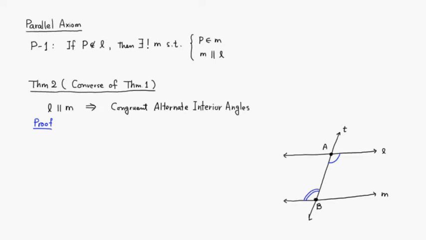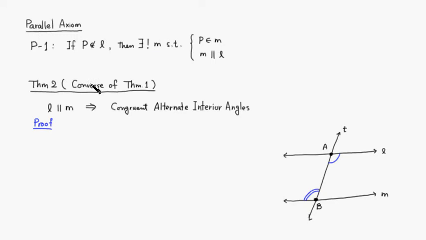Alright, to make the converse of theorem 1 true, we need one extra axiom called the parallel axiom. So here it is, P1. If P is a point outside of the line, then there exists a unique line passing through the point P and also parallel to the given line L. Right? So the uniqueness is the key. You cannot have more than one, and you have to have at least one. So you have to have exactly one.